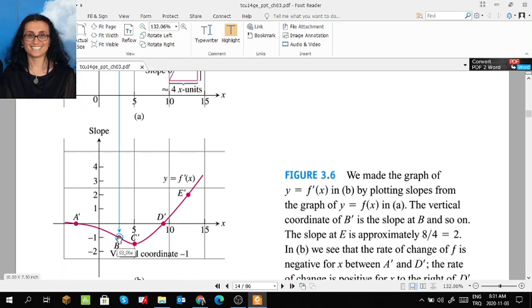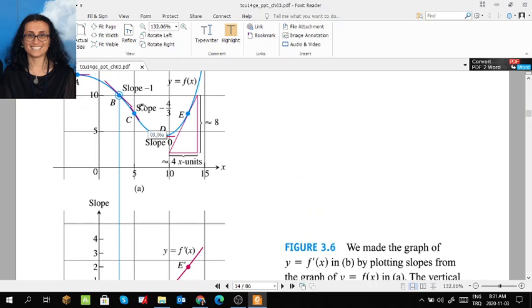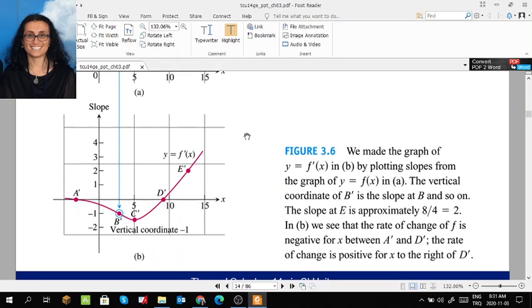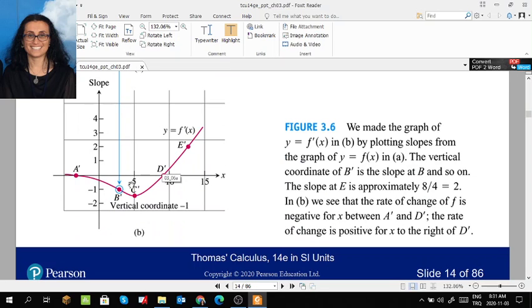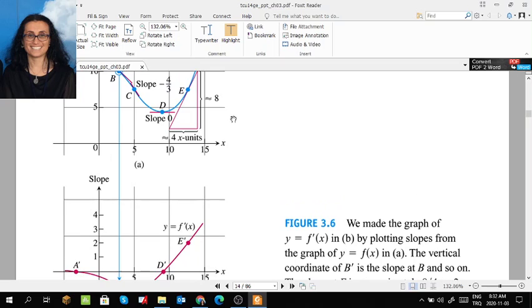So at B, the function f prime takes the value -1. We just plug it in. At C, the slope is -4 over 3. So at C, the corresponding x value is 5. So we have a little bit less than -1, which is -4 over 3. At D, the slope is 0 again.